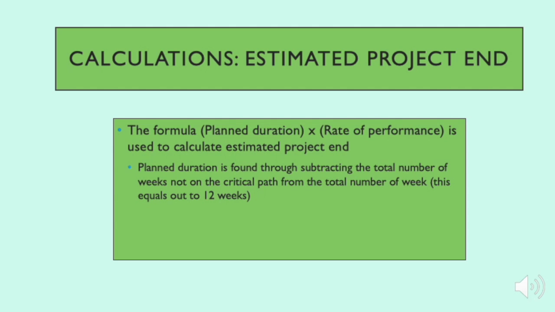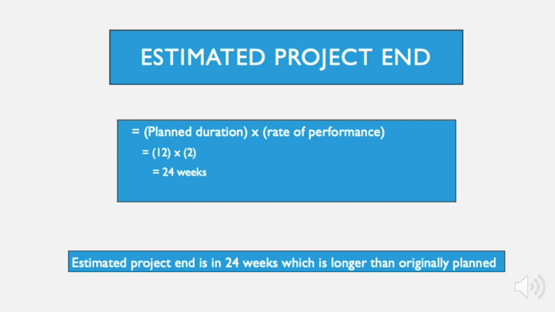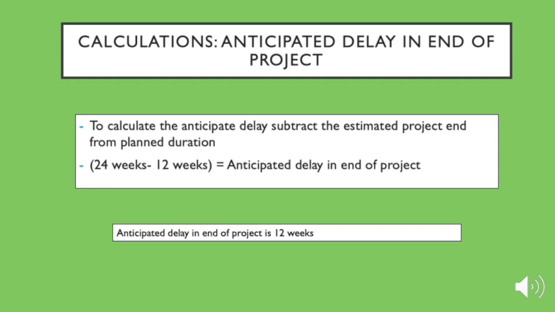Our next calculation is estimated project end. This is found using the formula planned duration times rate of performance to calculate our estimated project end. Planned duration can be found through subtracting the total number of weeks not on the critical path from the total number of weeks. This equals out to 12. As we know from our last calculation, rate of performance is 2. 12 times 2 equals out to 24 weeks, which is longer than the original project had been planned for.